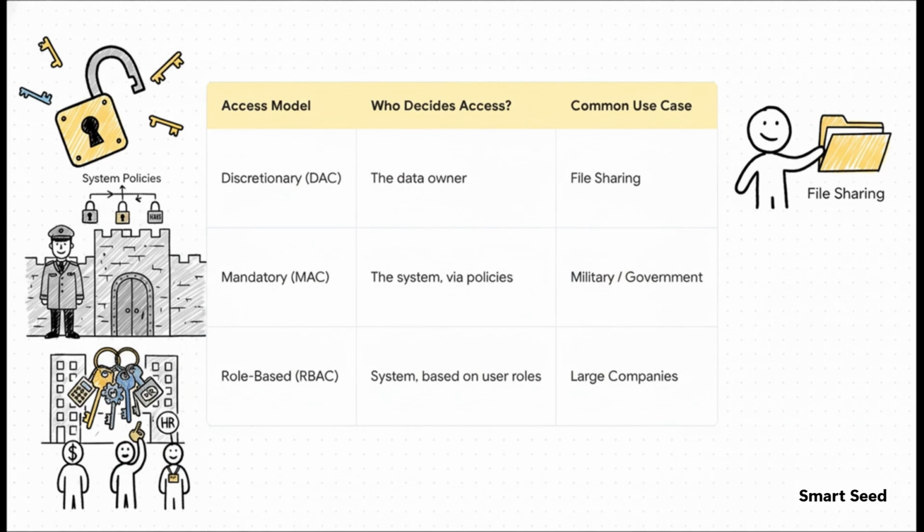Now, as you can see in this table, there are a few different strategies for managing all these keys. With discretionary access, the owner of the file gets to decide who gets a key. Mandatory access is super rigid, where the system itself enforces strict rules. Think military-level security. But the most popular one for big organizations is role-based access control, or RBAC. Here, you don't give keys to a person, you give them to a job role. So if you're an HR manager, you get the HR keys. If you move to finance, you swap them out for the finance keys. It's clean, efficient, and it scales really well.